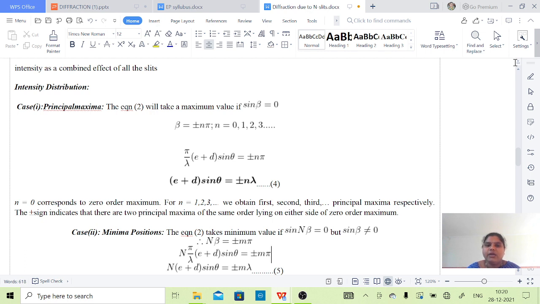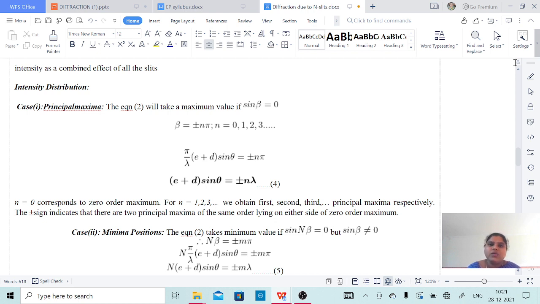Substituting the beta value, pi by lambda into (e plus d sin theta) equals plus or minus n pi. Now e plus d sin theta equals plus or minus n lambda, as pi gets cancelled. Whenever n equals 0, we get the zero order maximum. For n equals 1, we get the first order maximum, then the second order maximum, like that. For n equals 1, 2, 3 and so on, we get the first, second, third principal maxima respectively.